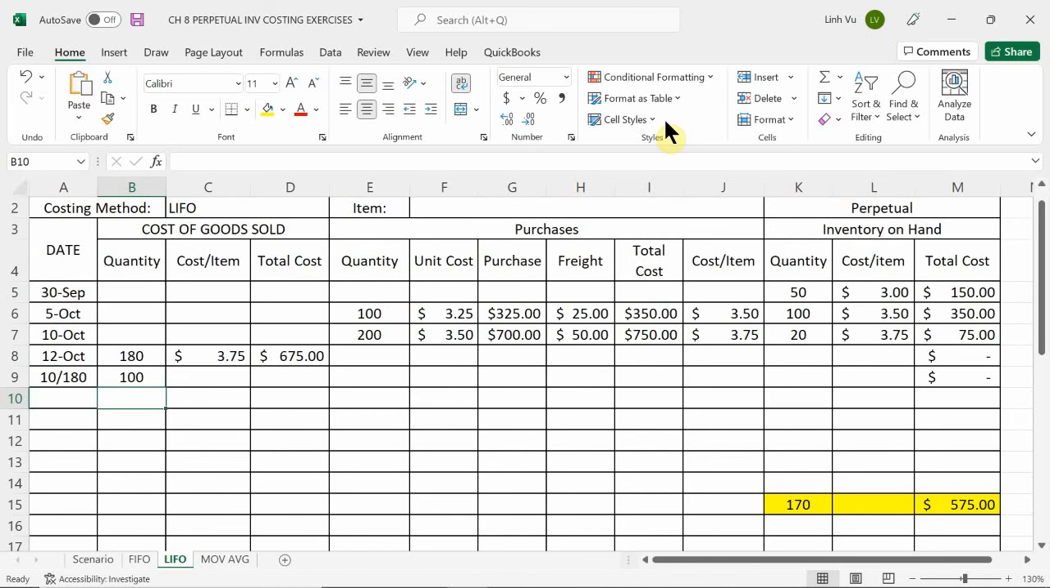I thought it was first come, first sold. We're on last in, first out. This is the second costing method. Okay, so in this case, we're doing last in, first out. Which batch of inventory did you purchase last? The last one.